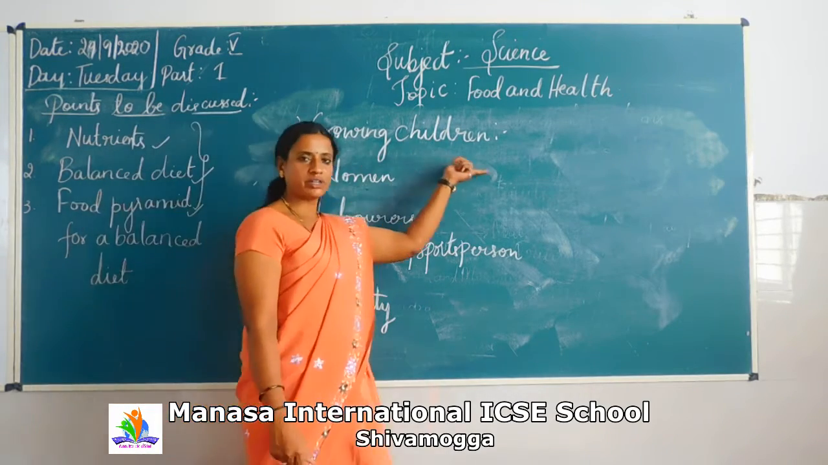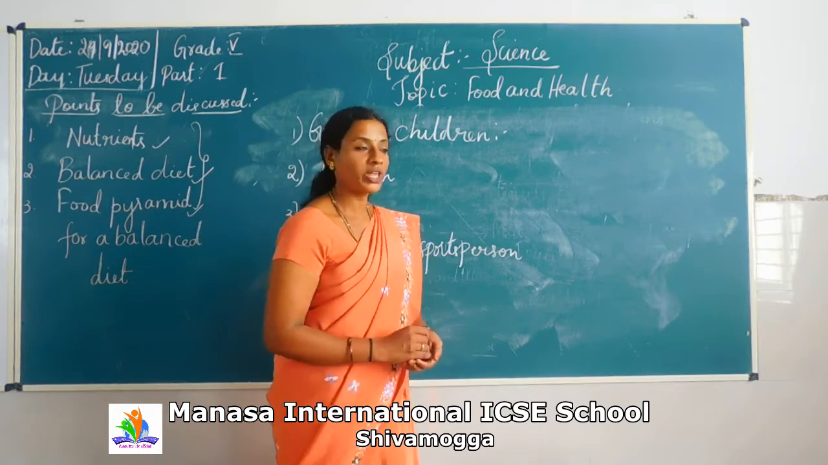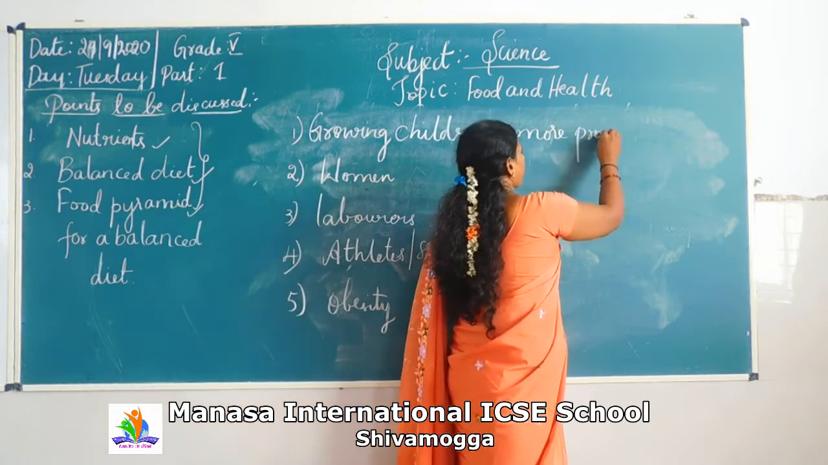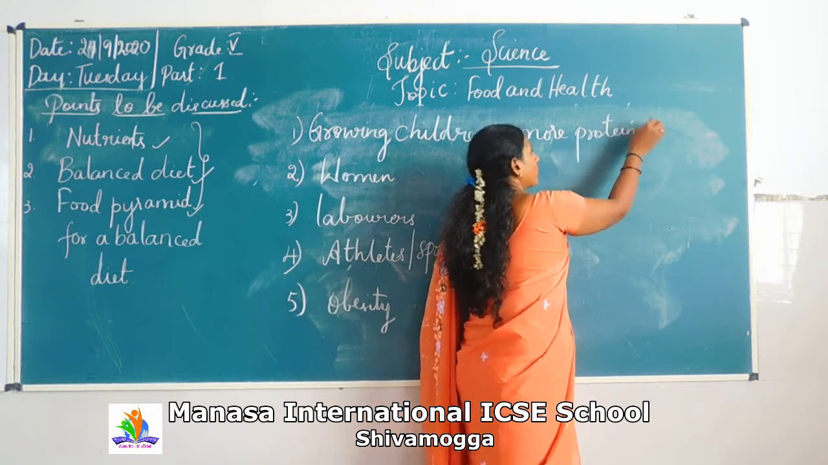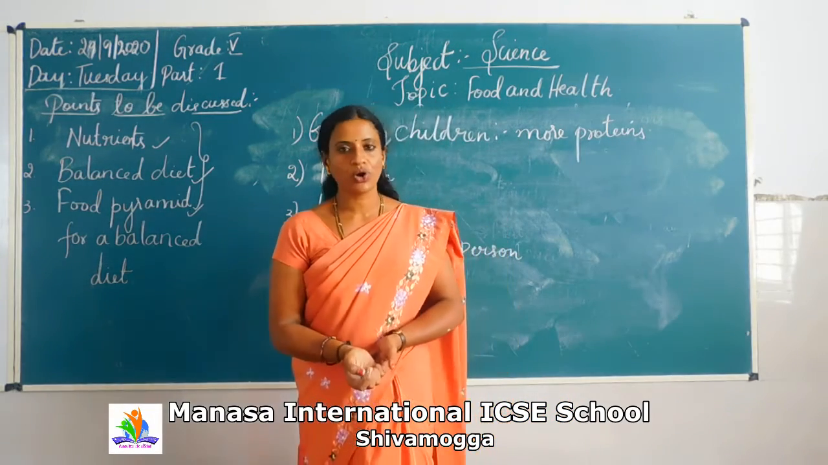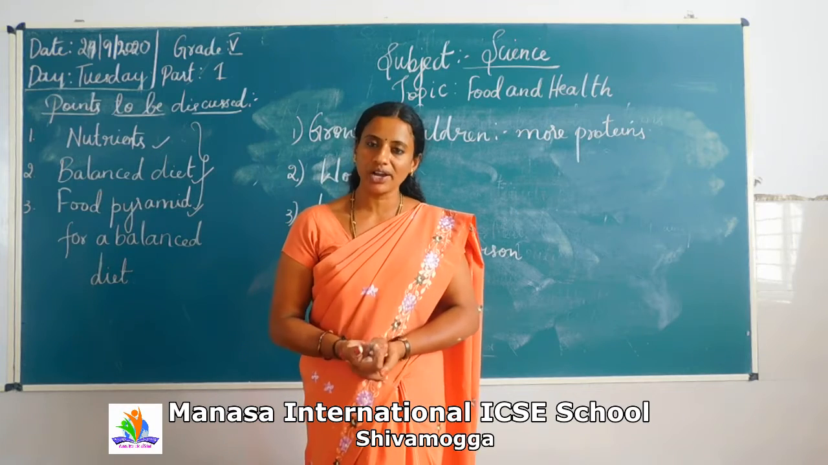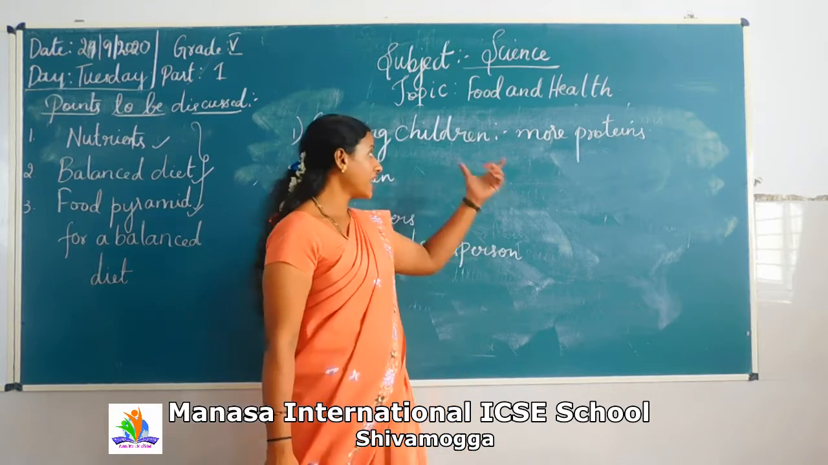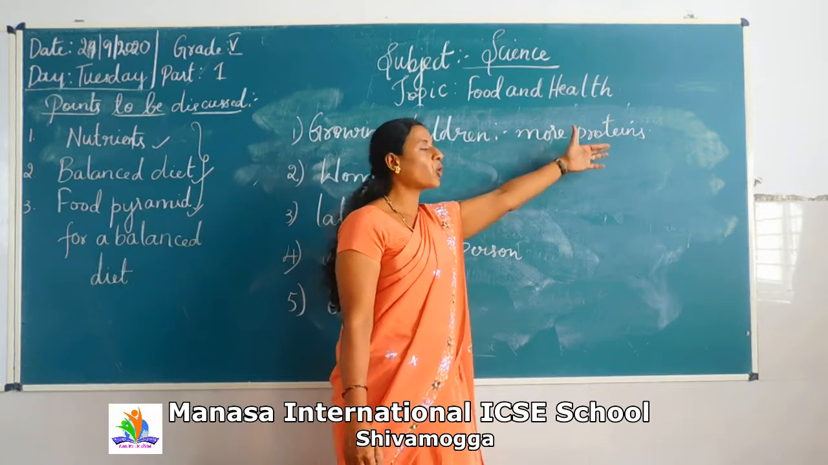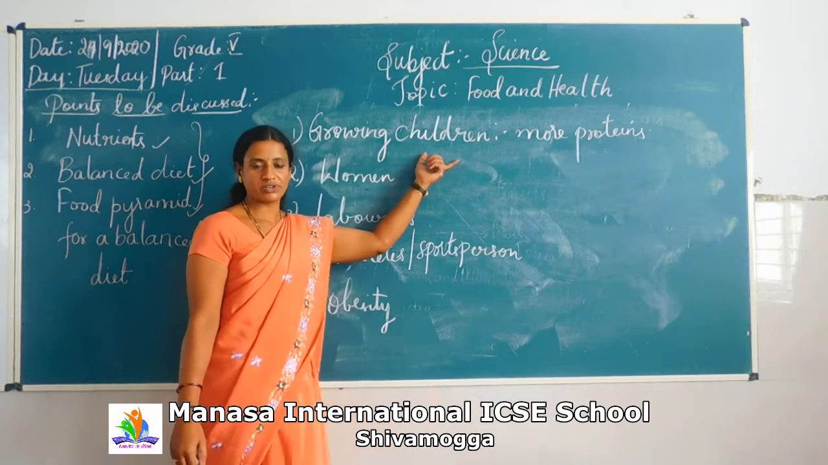So growing children should be provided with more proteins. It's for growth and development. Even the cells should grow and also the tissues, right? It's a growing stage. We have to give enormous amounts of proteins to the growing children.